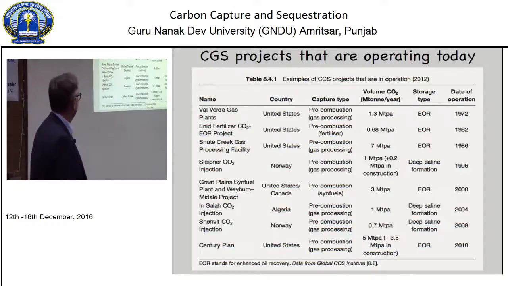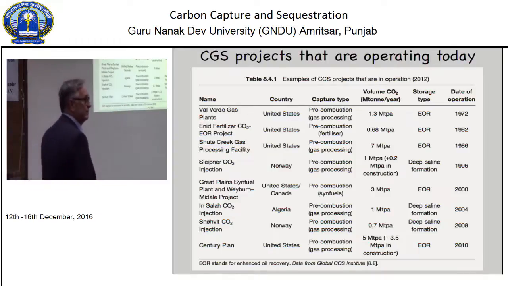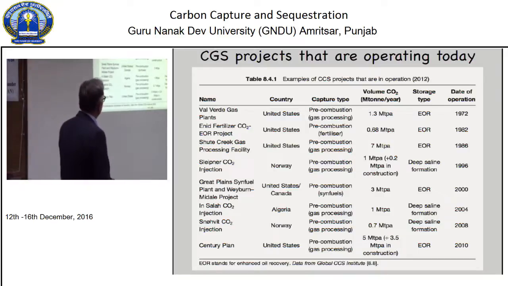People have not been sitting on their hind legs. There's a whole host of projects, and I'm going to mention a few in particular, but I want you to note Weyburn, In Salah, and Sleipner in particular. The volumes are small, on the order of a megaton per year, but nevertheless they demonstrate the physical principles, and you recognize that most of the current ones are all aimed at enhanced oil recovery.